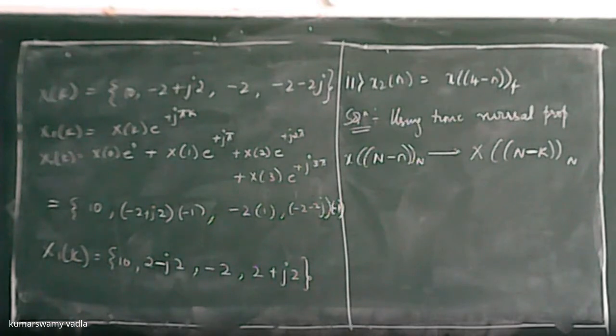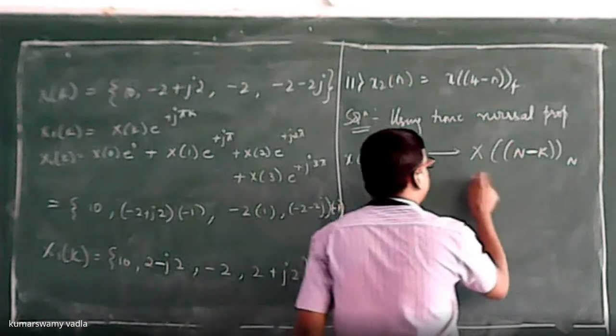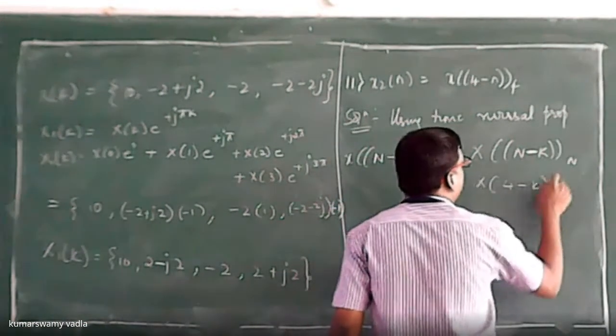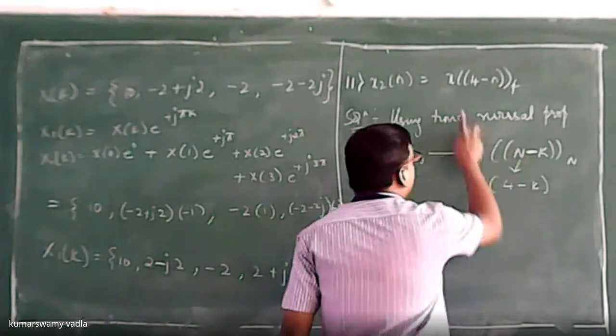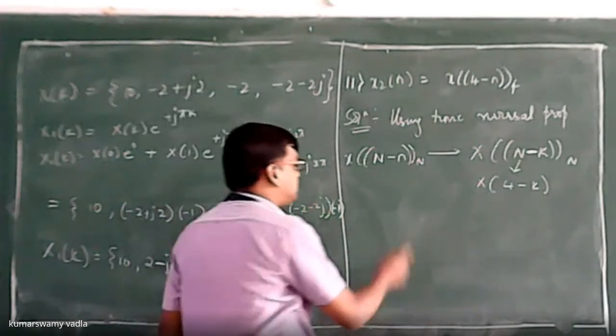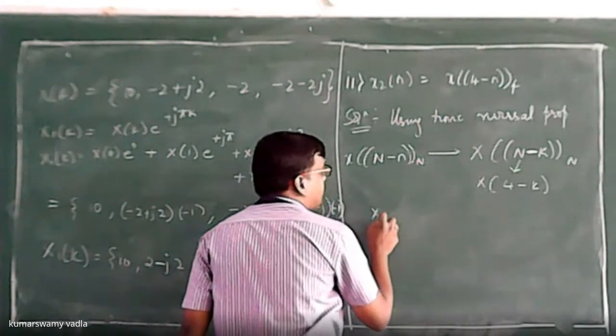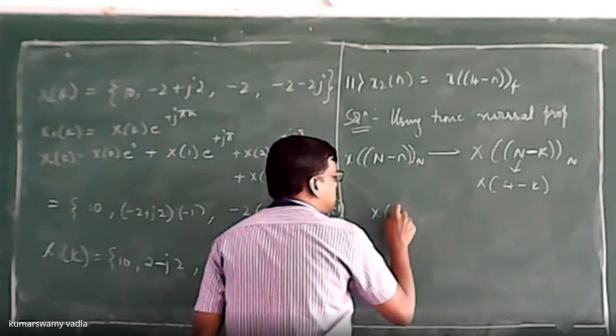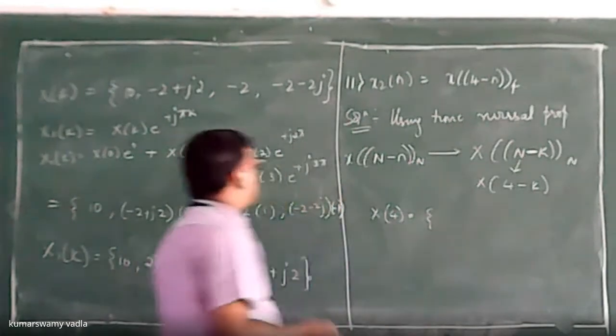Friends, can you understand the things? See here, capital X of the next time, on the right-hand side you will get capital X of 4 minus k. This N is nothing but 4, which is given. When I write this, X of 4 minus k, for k equal to 0, gives 4.